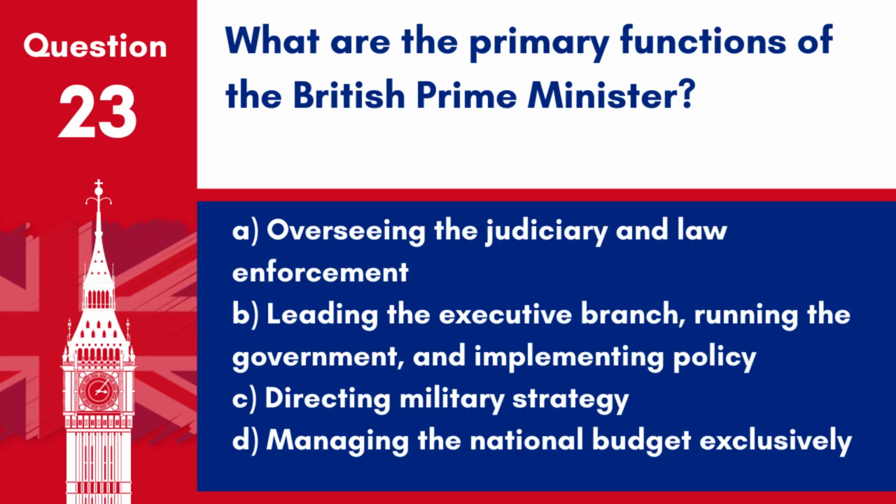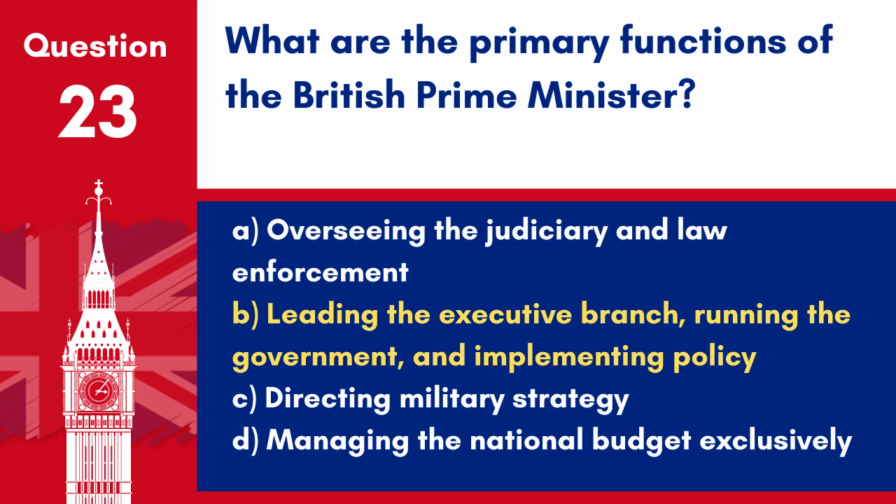Question 23. What are the primary functions of the British Prime Minister? A. Overseeing the judiciary and law enforcement. B. Leading the executive branch, running the government, and implementing policy. C. Directing military strategy. D. Managing the national budget exclusively.